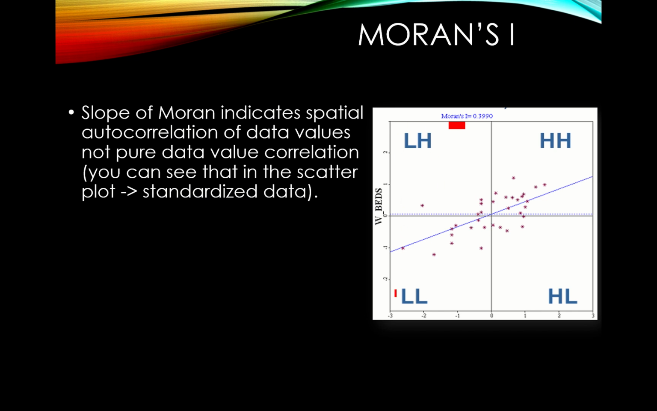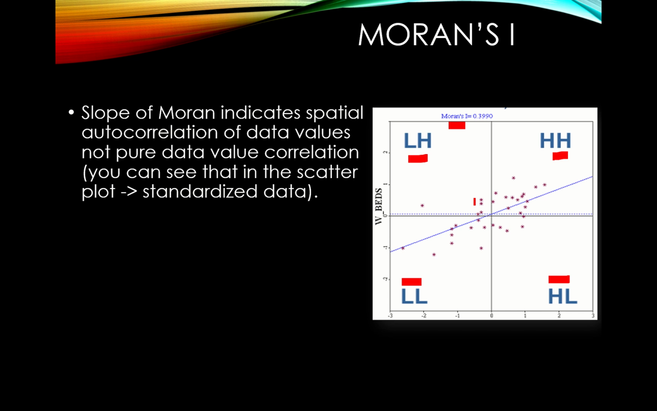You can see in this plot here, it splits the plot up into four squares. Up in the top left, this is where points that fall into this quadrant would have low values next to high values. In this quadrant here, we'd have high values next to high values. Down here, we'd have high values next to low values. And down in the bottom left here, we'd have low values next to low values.